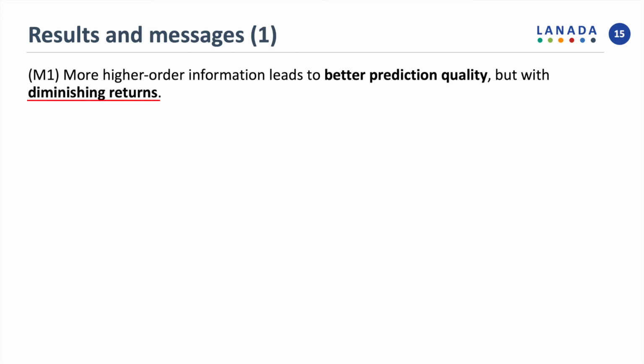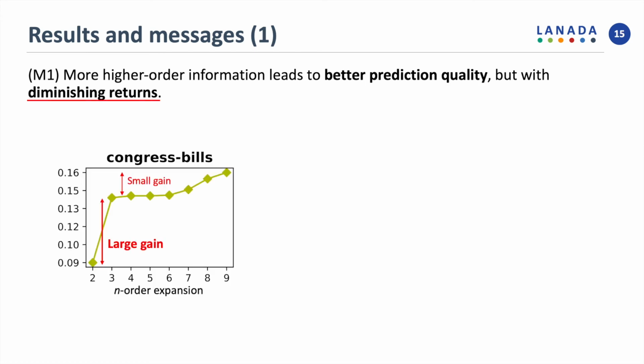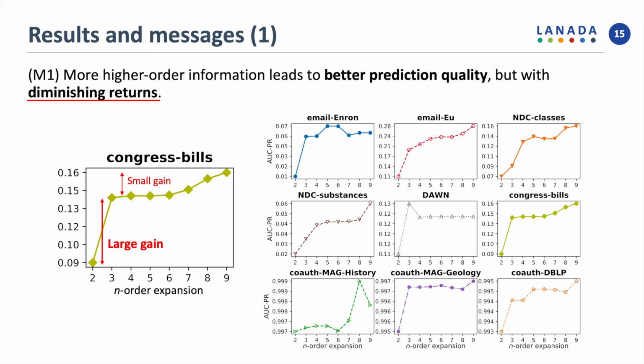Now the diminishing returns. We increase n up to 9 and see how the performance changes. Although there's an increase in performance, the gain itself decreases. So, which means that small n is sufficient for good enough accuracy. We can observe similar trends in different datasets.